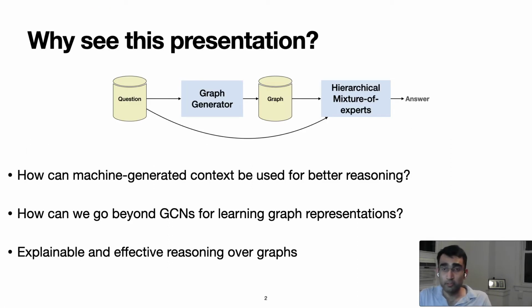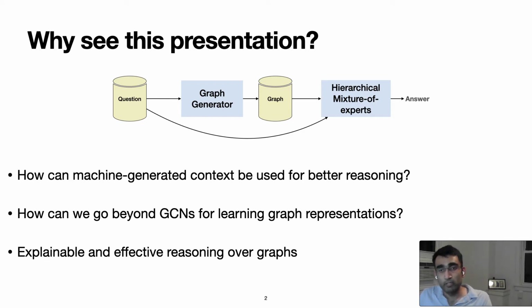We know you have a lot of papers to read, so I'll start with a short pitch. Our setup is as follows. We are given a question which is fed to a graph generator to generate a graph that models the question scenario. Both the graph and the question are fed to a hierarchical mixture of experts model to generate the answer.